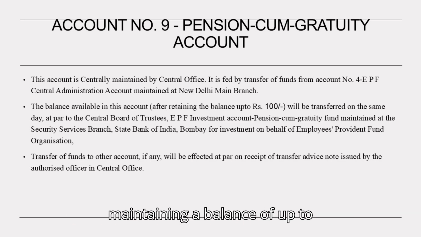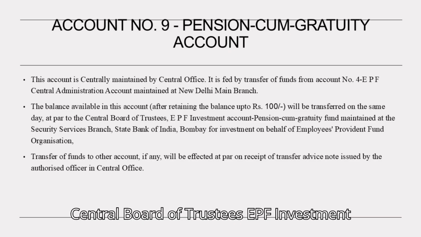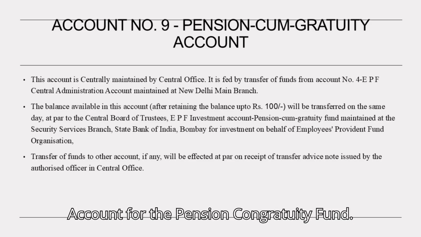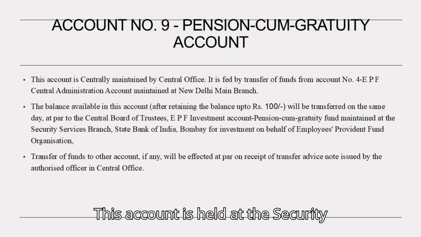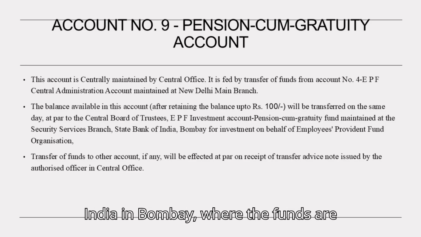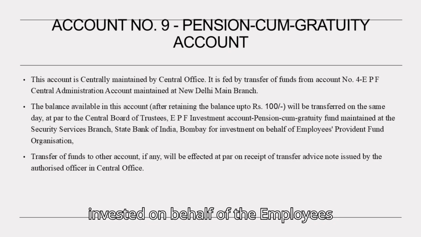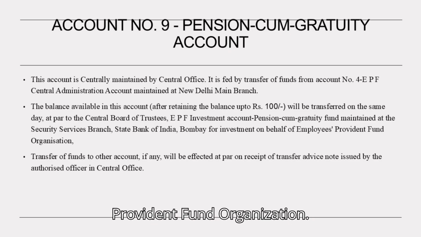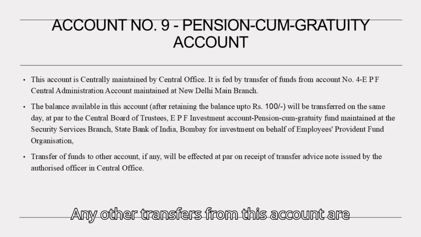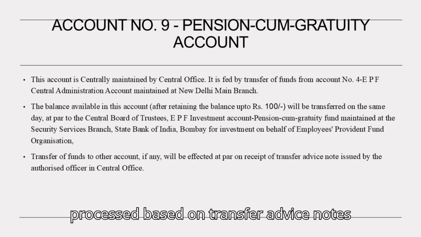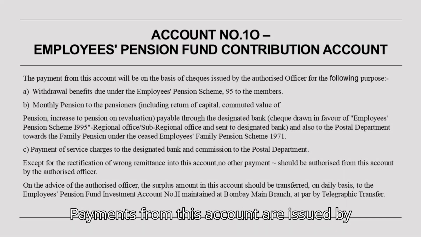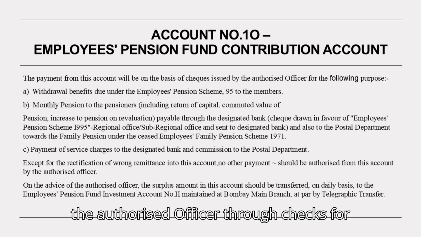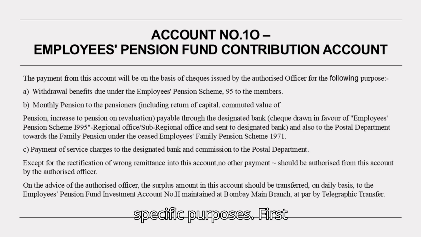After maintaining a balance of up to 100 rupees, the remaining funds are transferred on the same day to the Central Board of Trustees EPF investment account for the Pension Gratuity Fund. This account is held at the Security Services branch of the State Bank of India in Bombay, where the funds are invested on behalf of the Employees Provident Fund Organisation. Any other transfers from this account are processed based on transfer advice notes issued by authorized officers from the central office. Payments from this account are issued by the authorized officer through checks for specific purposes.